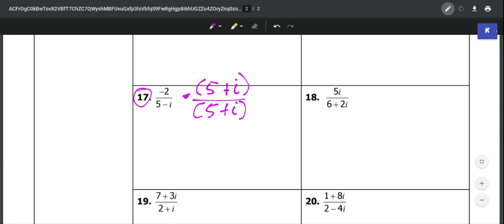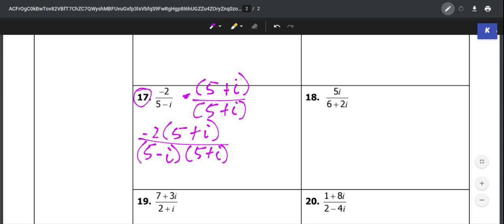So when we multiply negative 2 times 5 plus i, that's what it would look like. We'll have to distribute that, and then on the bottom we'll be left with 5 minus i and 5 plus i. These will get a little more complex, just because there's a little more work. On the top, we're going to distribute the negative 2 to 5 and i. So negative 2 times 5 is negative 10, and negative 2 times i is minus 2i. So that's going to be our top.